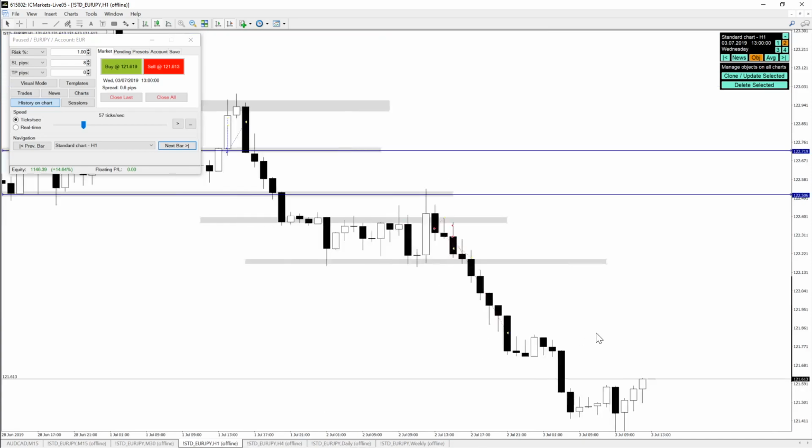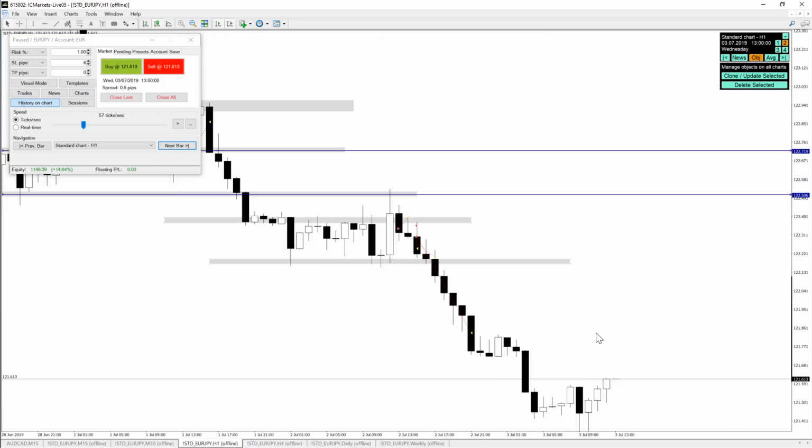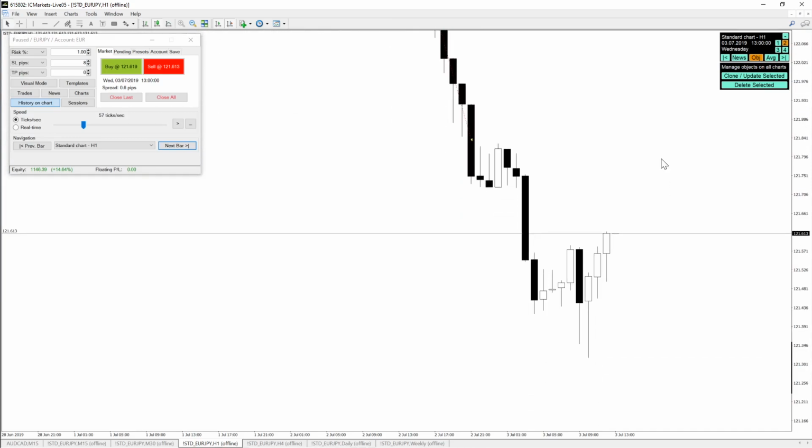All right, so let's take a look on the 1 hour here. The 1 hour kind of dropped down, and it's basically trying to range. That's what the 1 hour is doing. We have a support down over here.